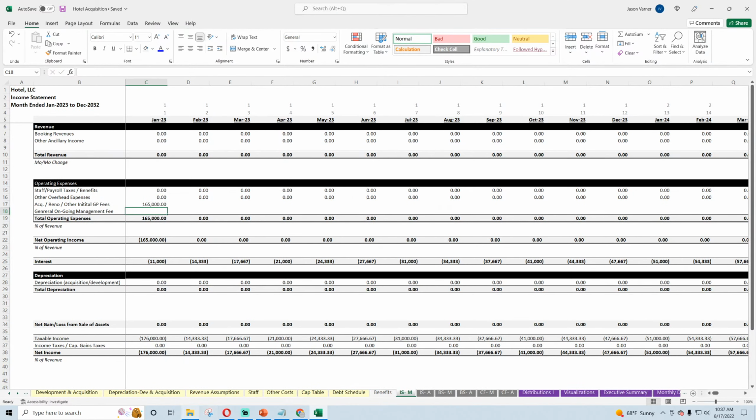what's going on, guys? Welcome in. We're just doing some joint venture modeling here for this hotel model. This is the last major section that we have to figure out.